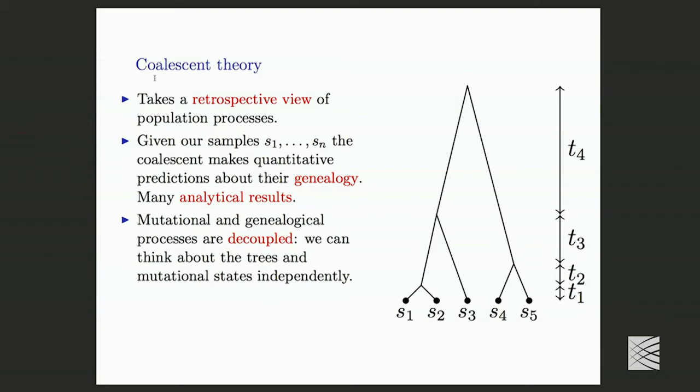One of the key things about the coalescent is that the mutational and genealogical processes are decoupled. We can think about these things separately from each other. So we're going to follow that way of thinking today. We're going to talk about the genealogies first, and then move on to the mutations afterwards.